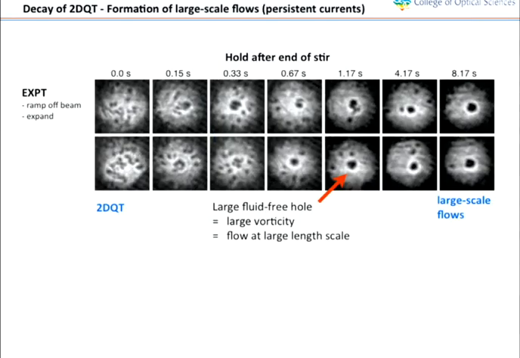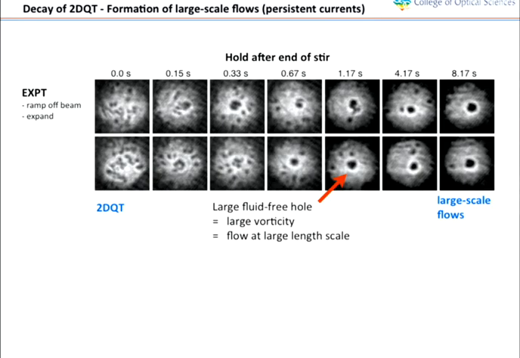What we've found is that as a function of hold time after the end of the stir, that's on this top line, at the end of the stir, we have a vortex distribution that looks like this, or maybe one that looks like this, top and bottom row, identical conditions, but just different realizations of the experiment to show the variability from shot to shot under the same conditions.